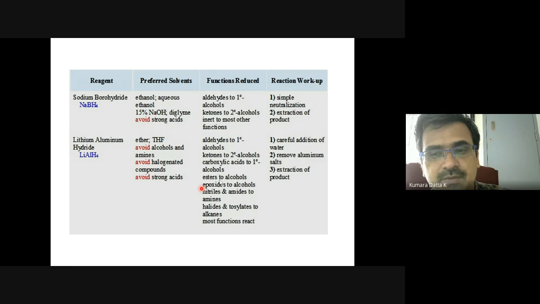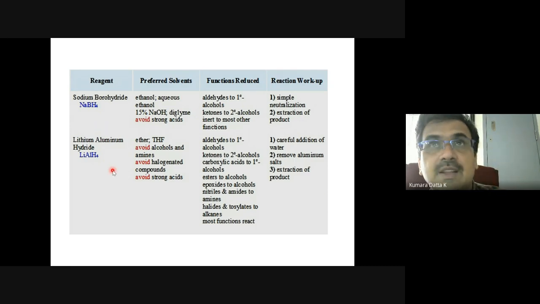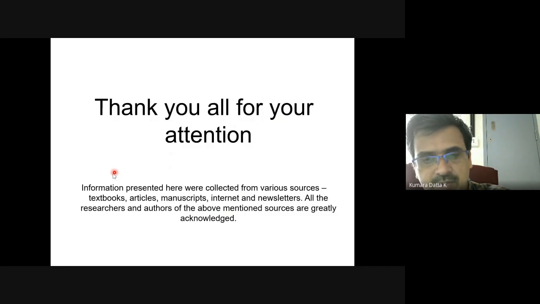reducing the compounds. What is the processing technique? We should be very careful with respect to water. If you have any trace of water, the selectivity and everything will change. And then removing the aluminum salts: you get a lot of aluminum byproducts in this, which you want to carefully remove. Then finally, extract the product. So these are the standard functions of sodium borohydride and lithium aluminum hydride. Most of this text we used from various books and other sources.